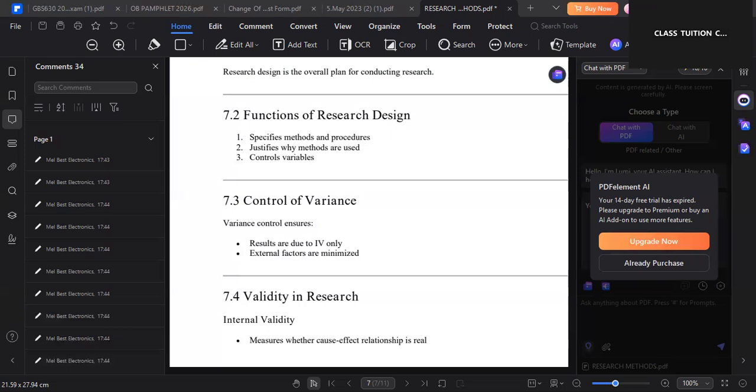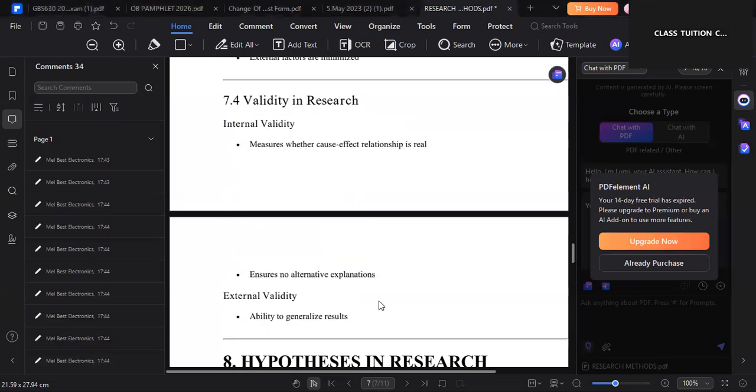That's why we talk about the aspect of what? Control variance. And there's an issue of validity in research. We've heard of validity. Validity comes as internal or external validity. What is validity? Validity basically looks at the extent to which the data measures what we intended to measure. It shows whether the results are accurate.